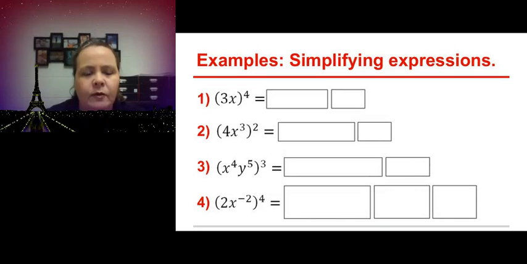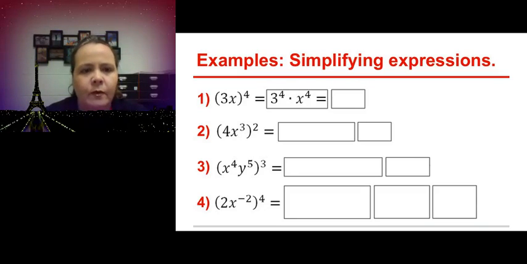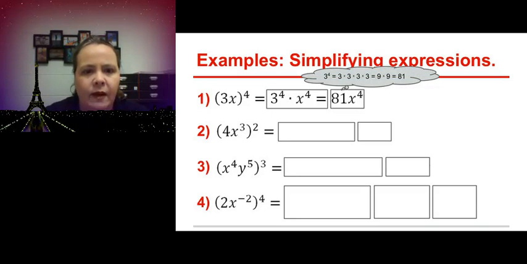Let's look at a few examples. In our first example, we have 3x all raised to the fourth power. Using what we just learned, that means we have 3 to the fourth times x to the fourth. If we simplify 3 to the fourth, which is 3 times 3 times 3 times 3, which simplifies to 9 times 9, or 81, we have 81x to the fourth power. In previous work, we've often left something like 3 to the fourth as 3 to the fourth.